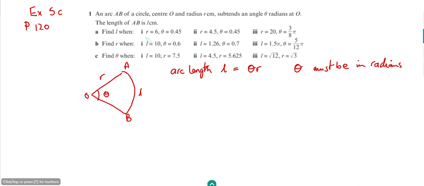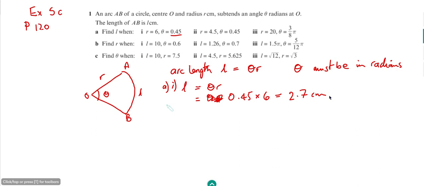So the first one, we've got the situation that we're looking for L. So this is A1. And we're going to use the formula that L is equal to theta r. So we can just put these numbers in: theta is 0.45 and r is equal to 6. Just multiply those two together and we should get 2.7 centimeters.